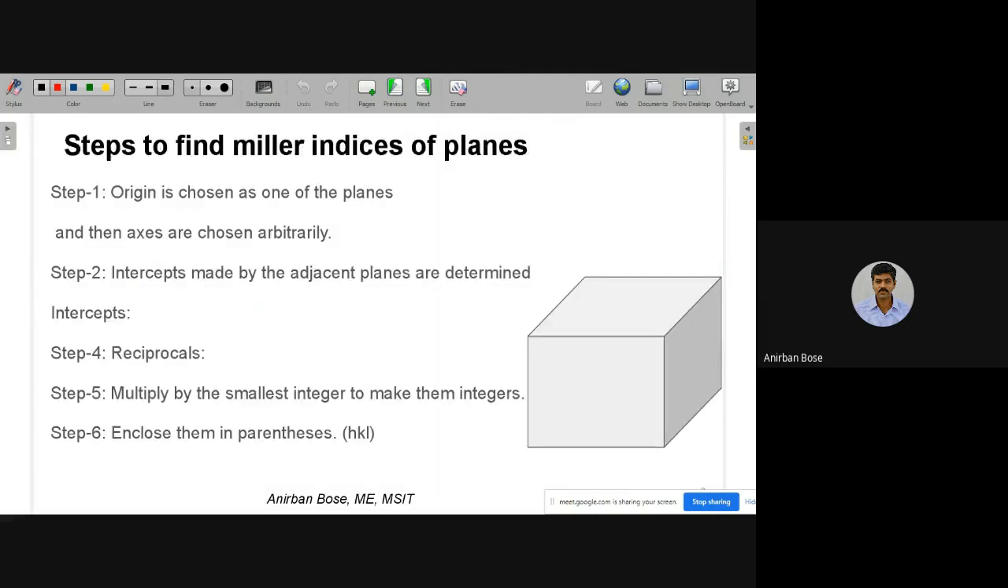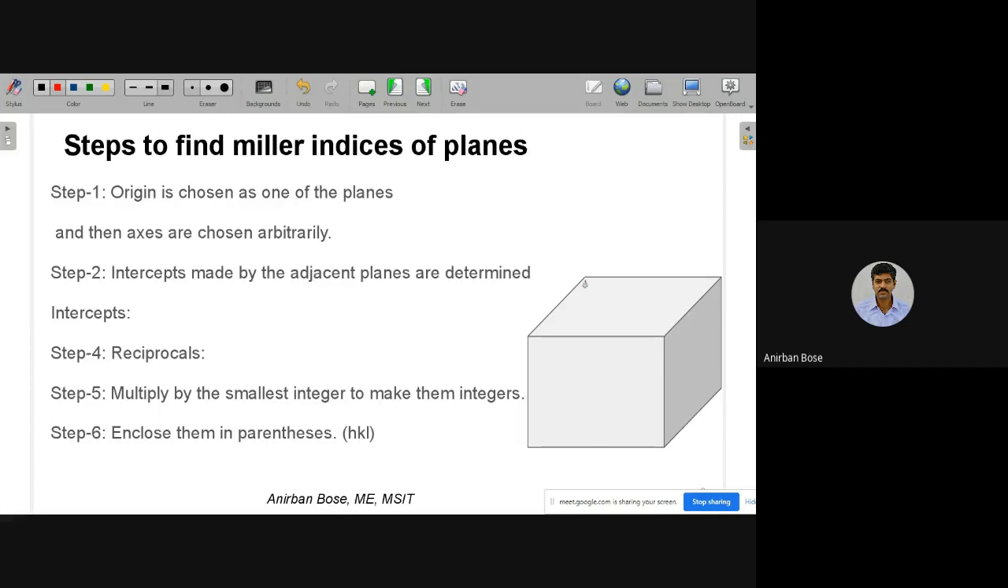Now let us see how we can draw a particular plane, or if a plane is given, how we can find out its Miller indices. So what are the steps? Exactly the same way that we did in the case of a direction. Steps to find out Miller indices of planes. The first step is very, very important: the origin is chosen as one of the planes. We consider that one of the planes is passing through the origin.